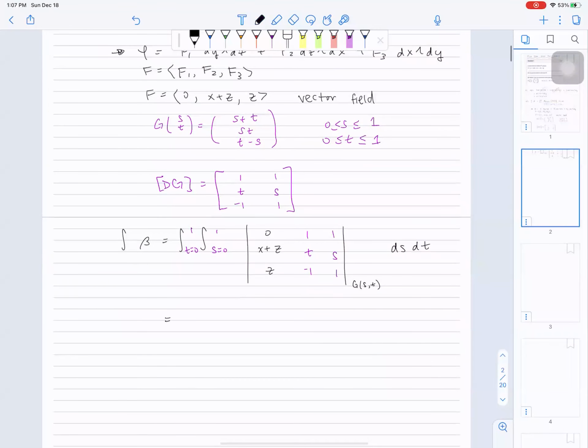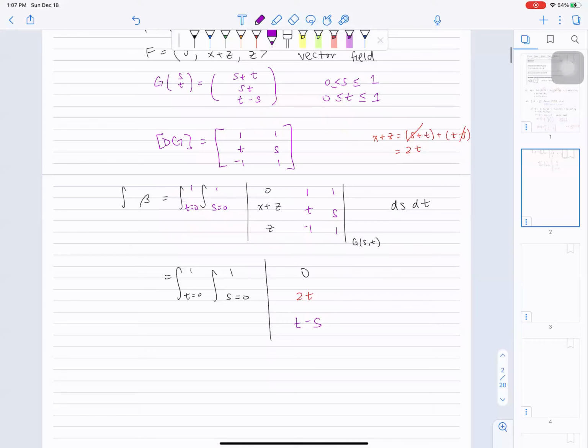Okay. What are we missing? We have this double integral. But I don't want x's and z's in here. So that's why I want to plug in my parameterization into my expressions. So here I get 0. What is x plus z? X plus z is s plus t minus s. So that means I have 2t, because s is cancelled. And what is z? Z is t minus s, according to my parameterization. And I have the remaining things.